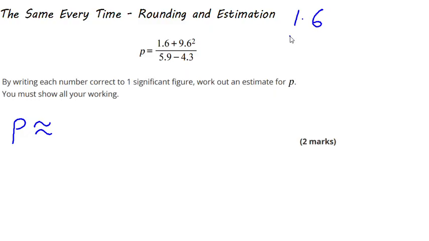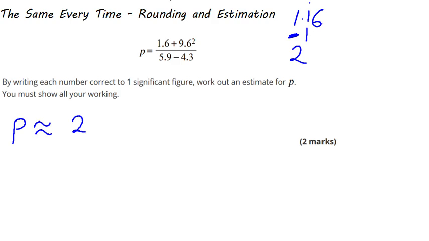Right then, so 1.6, the first significant figure is the first digit from the left-hand side that is not a 0. So 1, there's the cutoff point. Look at the next digit, that's a 6. So if it's 5, 6, 7, 8 or 9, that tells us to round up. So 1.6 to one significant figure will round to make 2.